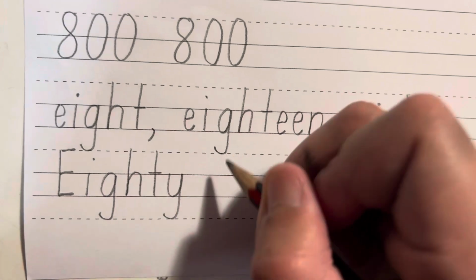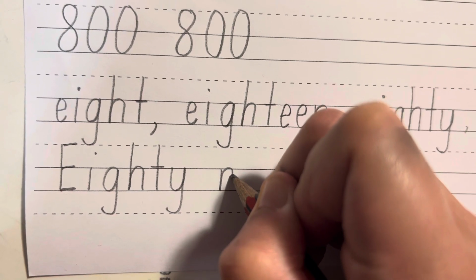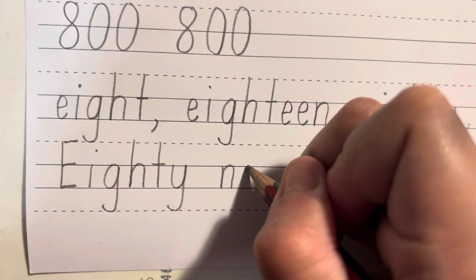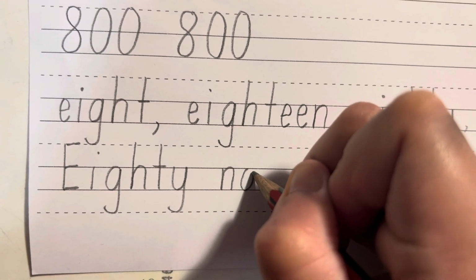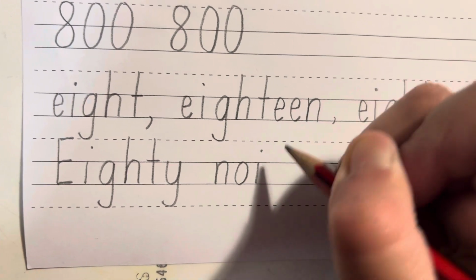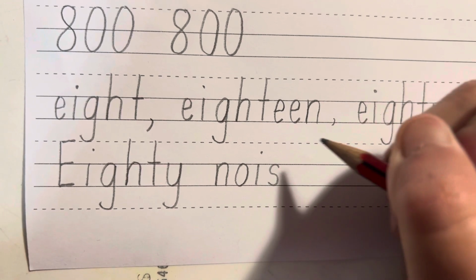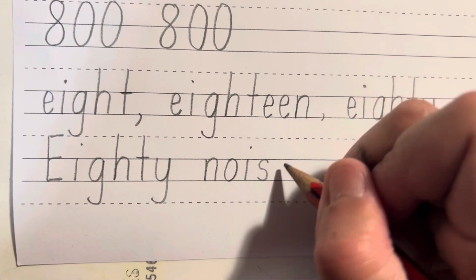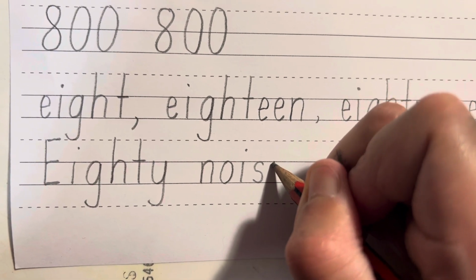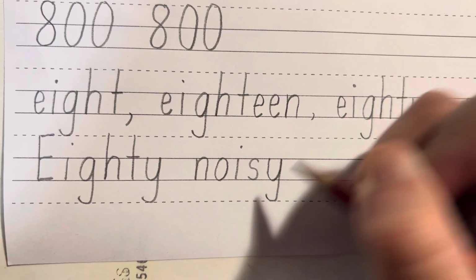Next word is noisy, so you're going to have it in, lowercase n, around like this. O, around and up, join together. Next letter is I, straight down, dot on top. S, around and back, touching to both solid lines. And Y, down and up and all the way down, touching the bottom dotted line back up.